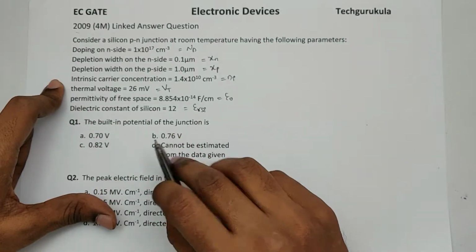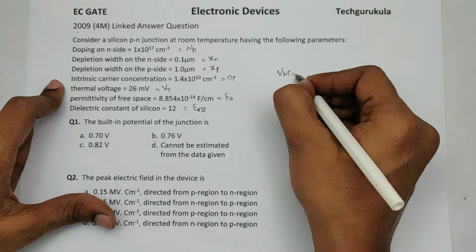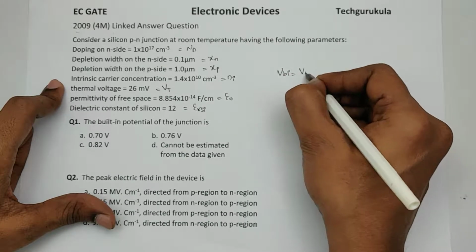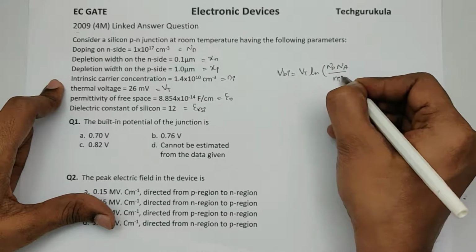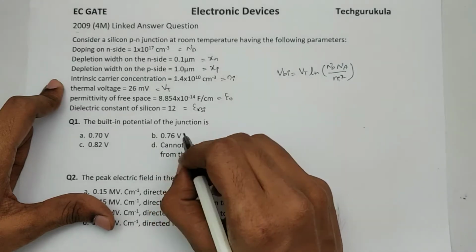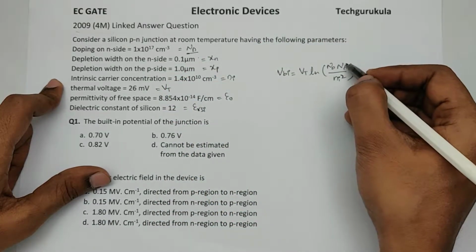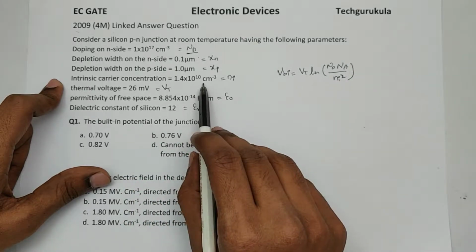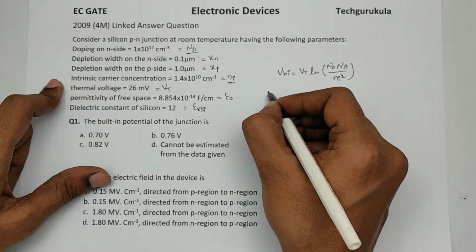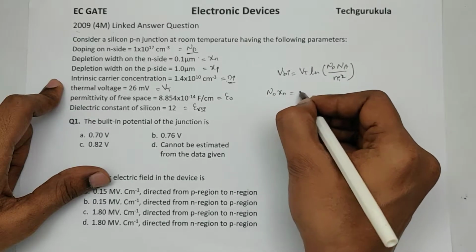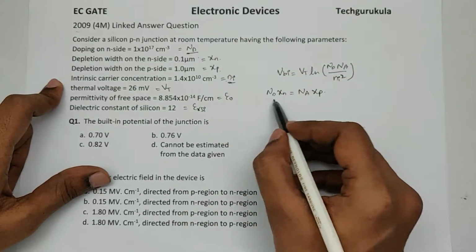Now the first question is the built-in potential of the junction. To find the built-in potential, we need kT by q, which is Vt, ln of NdNa over Ni square. We know Nd, but Na is not there, of course, and Ni is there. How do you find Na? We know this expression that Nd times Xn is equal to Na times Xp. Because Xn and Xp are given, that's why we are using this.